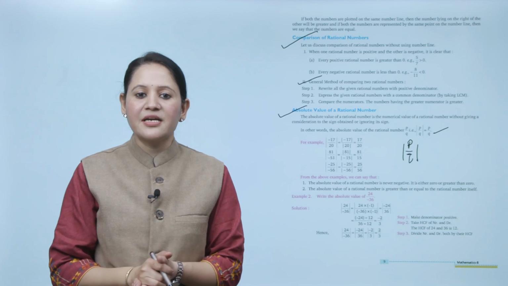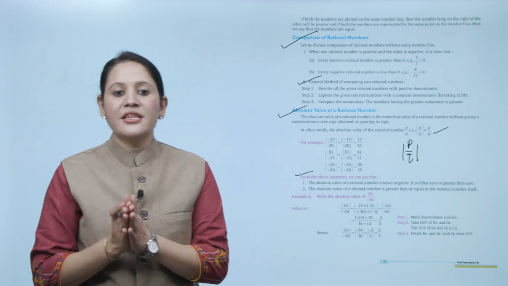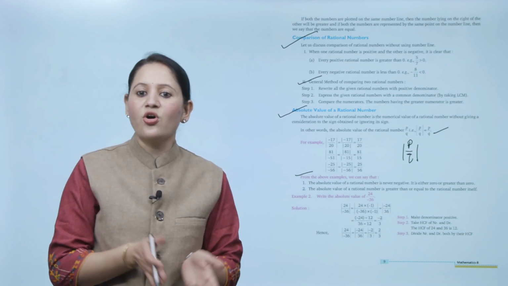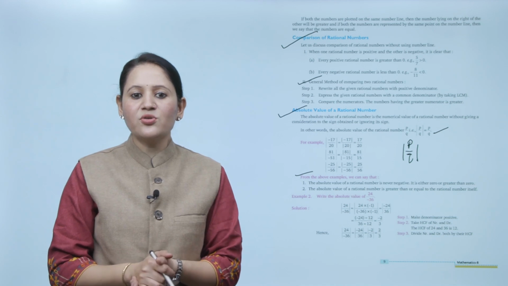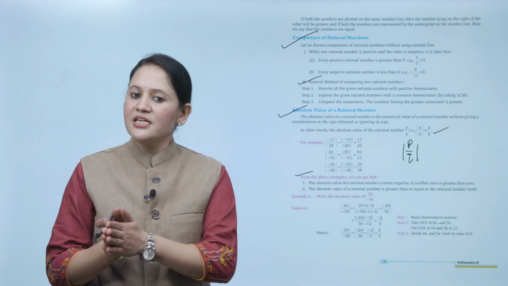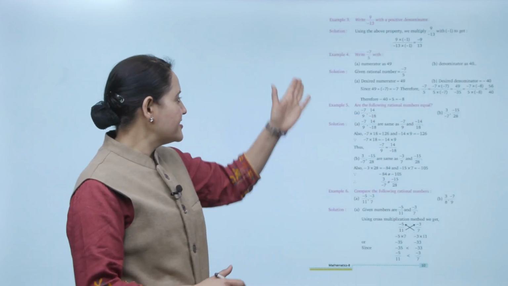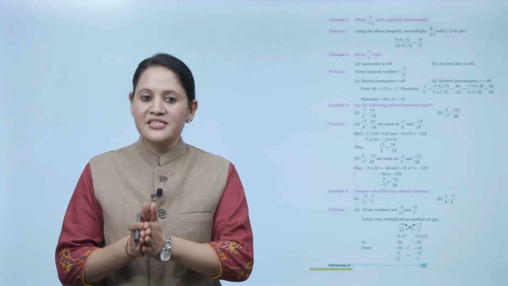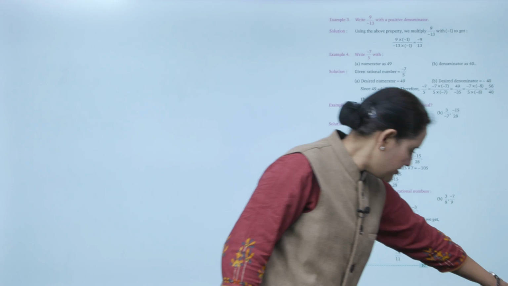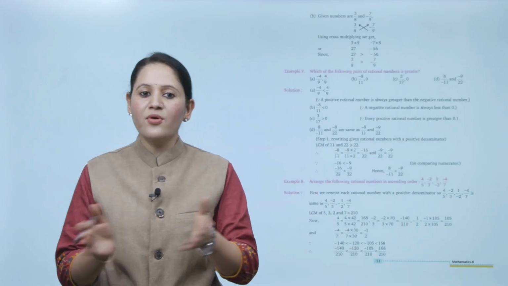So from the above example, we can say that the absolute value of a rational number is never negative. It is either 0 or greater than 0. The absolute value of a rational number is greater than or equal to the rational number itself. Here some more examples are given. Do practice them, so it will help you to understand the concept better. Some more examples are here, so you have to practice them all.